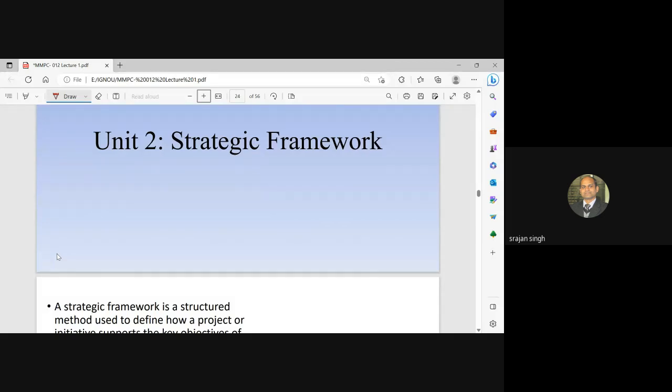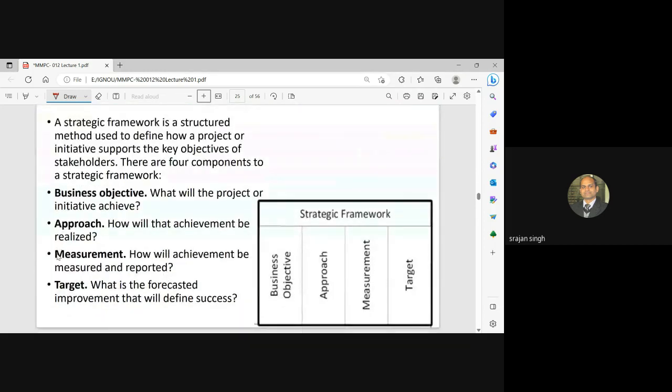Now unit two is the strategic framework. The strategic framework is a structured method used to define how a project or initiative supports the key objectives of stakeholders of the business. There are four components of a strategic framework. First is business objective: what will the project or initiative achieve? Second is approach. Approach means how.